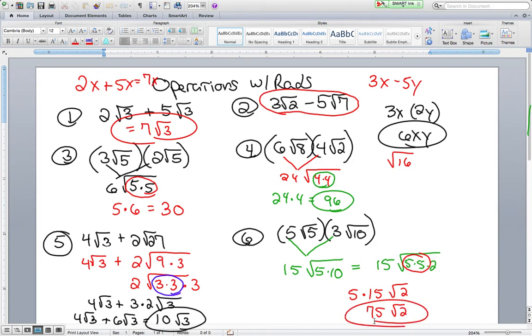So it is pretty simple with the addition. We just combine like terms. Sometimes we have to simplify to get like terms. And then with multiplication, we multiply the coefficients, we multiply the rads, we simplify if possible.